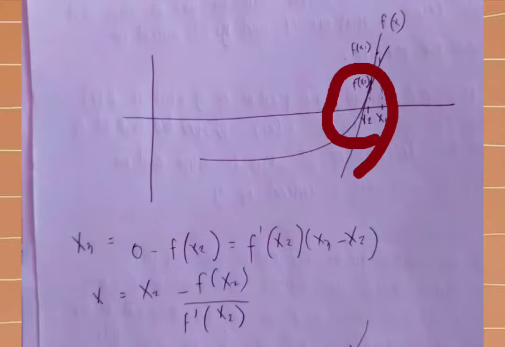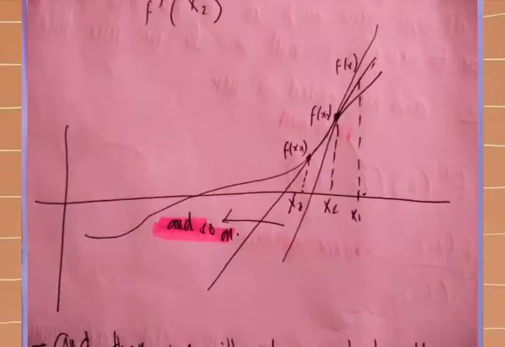To evaluate the next guess, we just have to repeat the steps we did in evaluating the second guess. So now we're done explaining open methods using the Newton-Raphson method. Next, we will be talking about optimization.